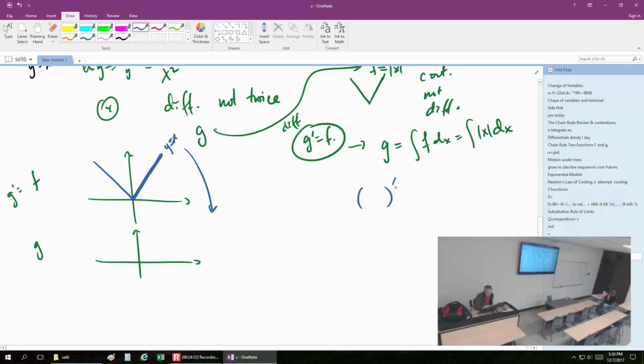So something equal to x. What is that function? X squared. X squared over 2, close enough. So this will be the integral.